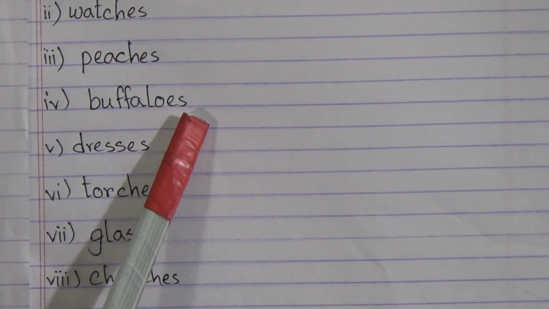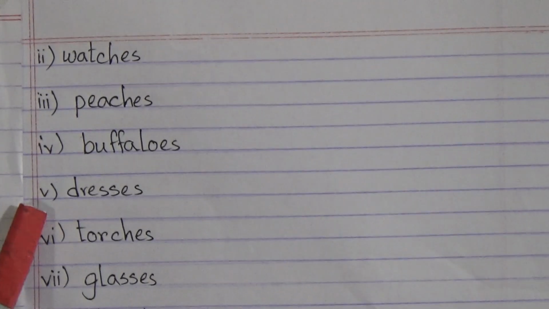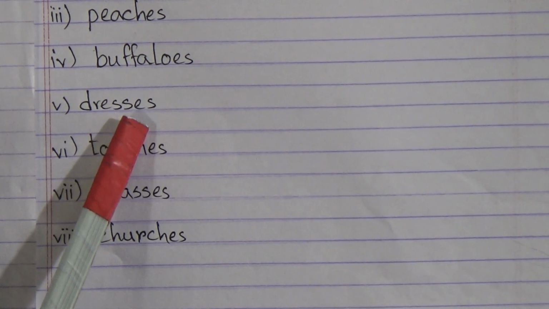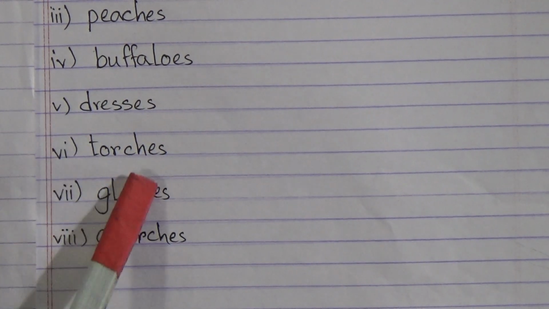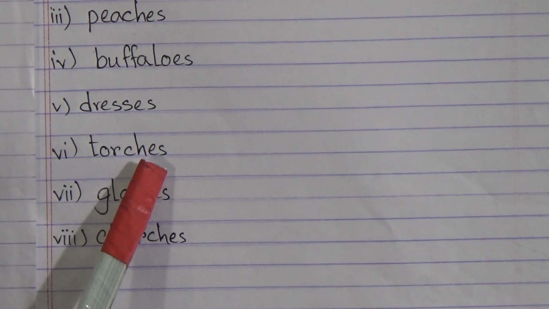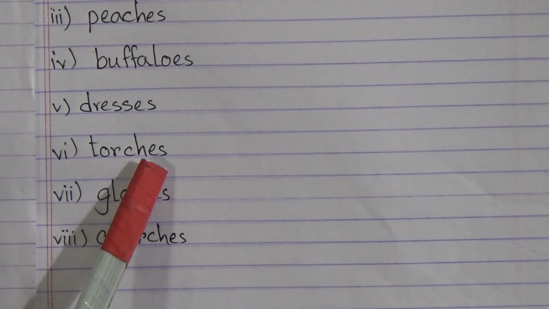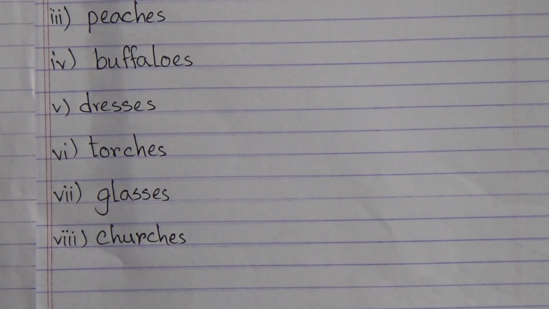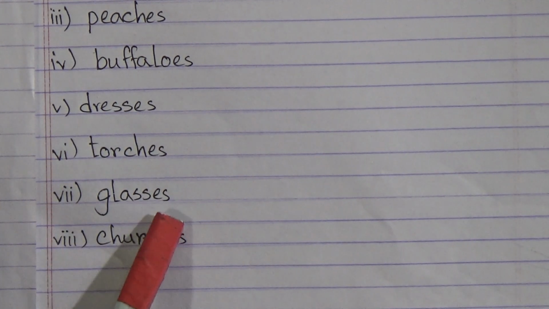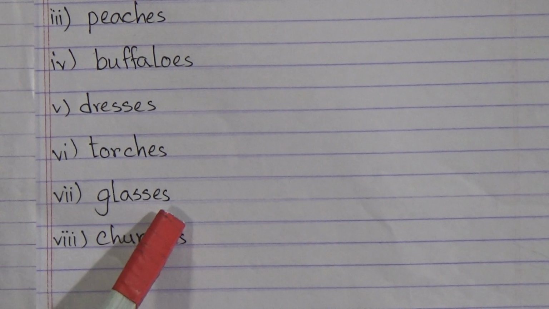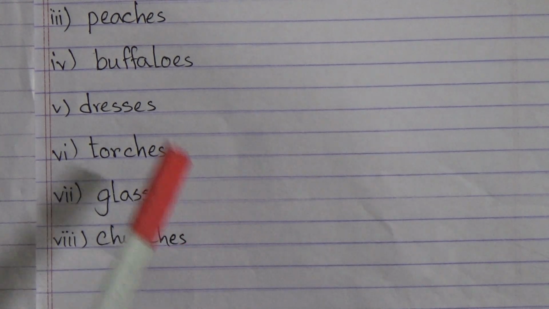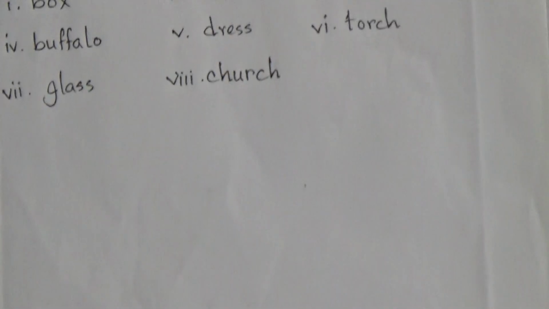B-U-F-F-A-L-O-E-S, buffaloes. Then number 5 is dress. The answer will be dresses. D-R-E-S-S-E-S, dresses. Number 6 is torch. The answer will be torches. T-O-R-C-H-E-S, torches. Number 7 is glass. The answer will be glasses. G-L-A-S-S-E-S, glasses. Then number 8, church. The answer will be churches.